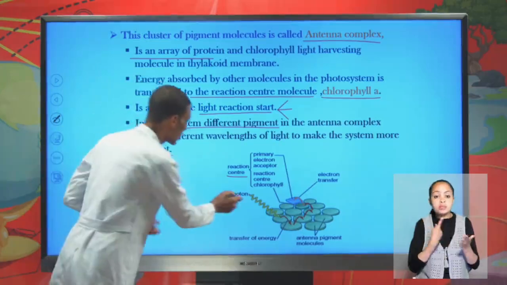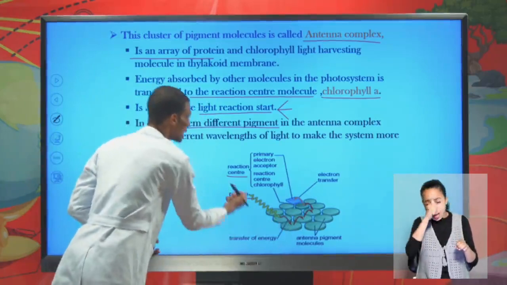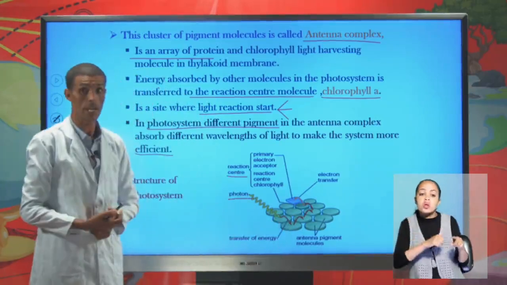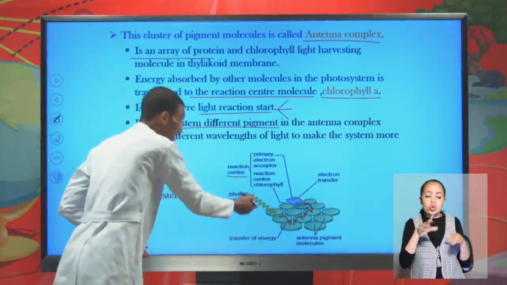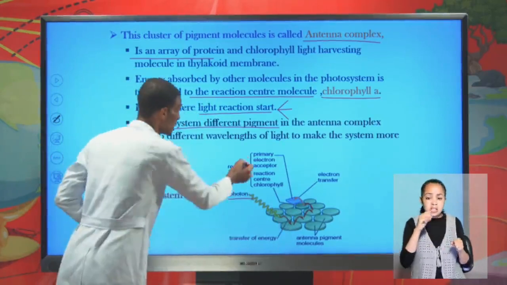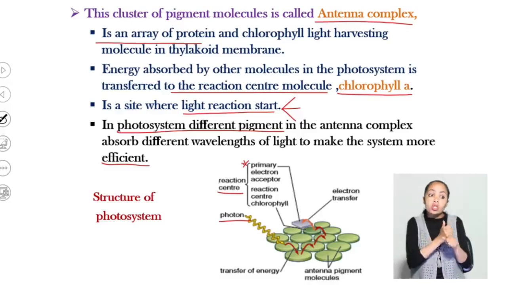So here, once energy from the photon is captured by the antenna complex, it is transferred to the reaction center molecule. The first molecule that can accept energy transferred from one carrier is said to be the primary electron acceptor here.